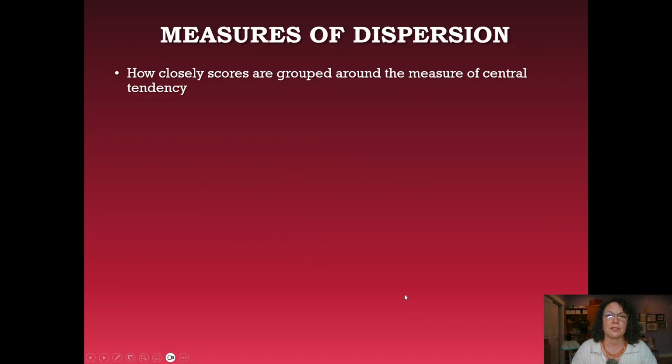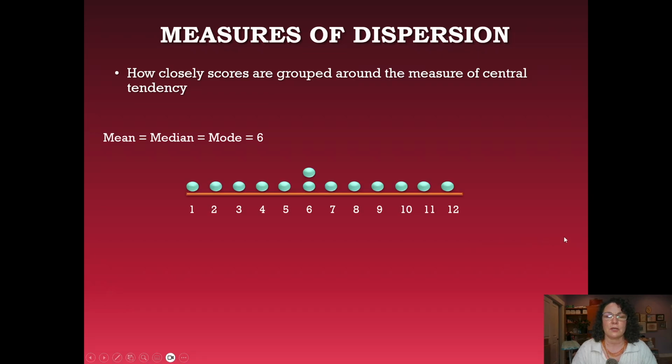But there are better, more concrete measures that will let you know how widely dispersed your population or your sample is. Dispersion is a measure of how closely the scores are grouped around the measure of central tendency. So here's another little sample. And what we'll notice is that the mean, median, and the mode are all 6 in this sample. But notice how there's one response on each of these numbers, except for number 6 where there's 2. That's the mode. The mode is the most common answer, right? So number 6 has 2, so that's the mode.